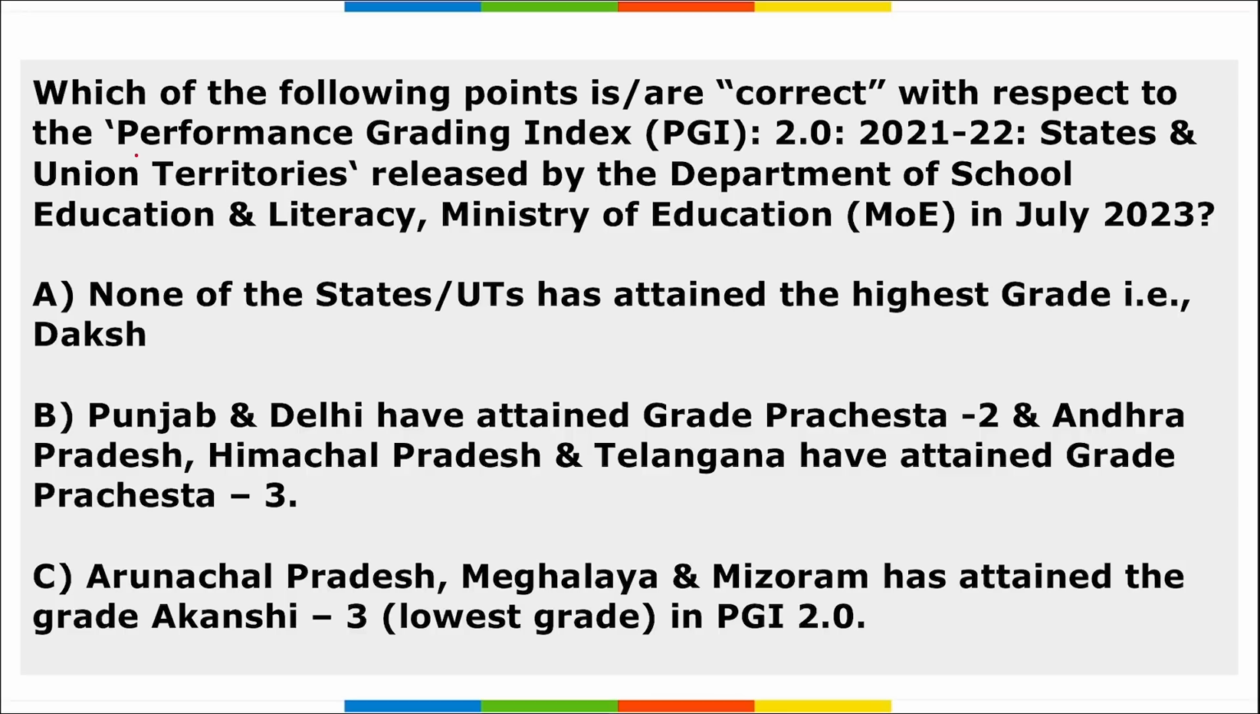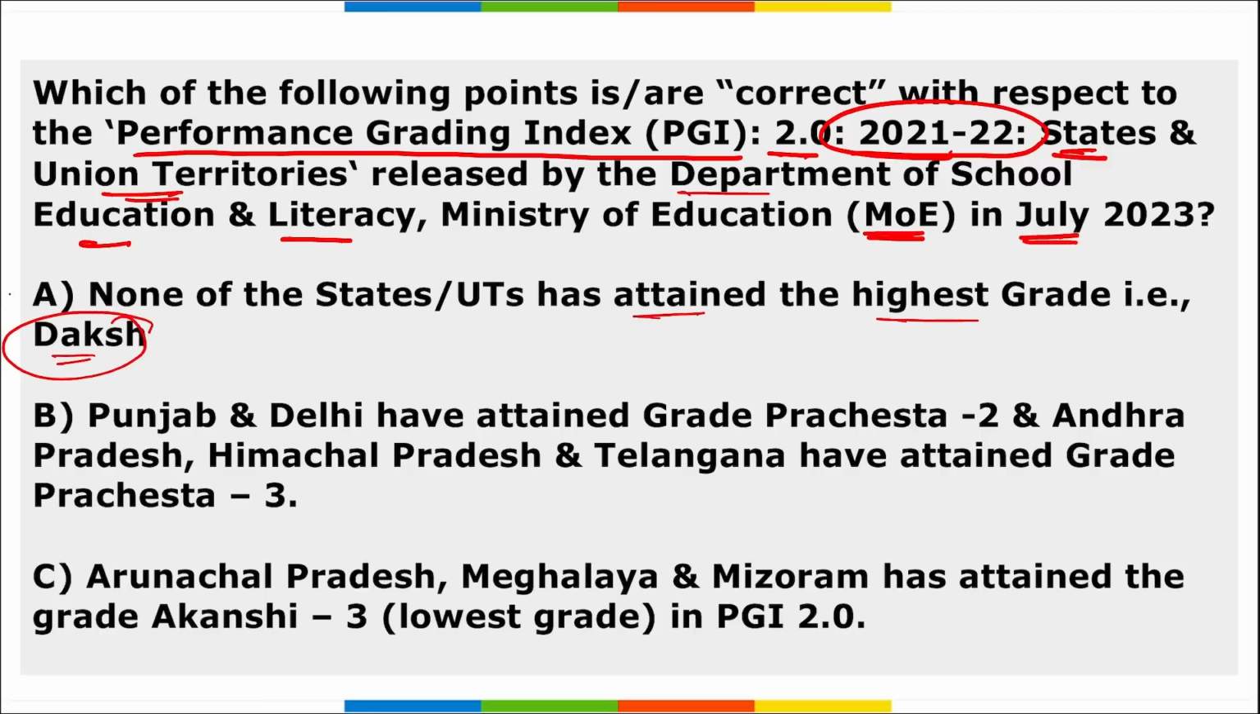Next, which among the following are correct with respect to Performance Grading Index 2.0 for 2021-22? If we talk about states and union territories here, this was released by the Department of School Education and Literacy, which comes under the Ministry of Education, in July. If we look at the options here, A, none of the states has attained the highest grade, that is Daksh, right? So none of them achieved this Daksh title. So option A is correct here.